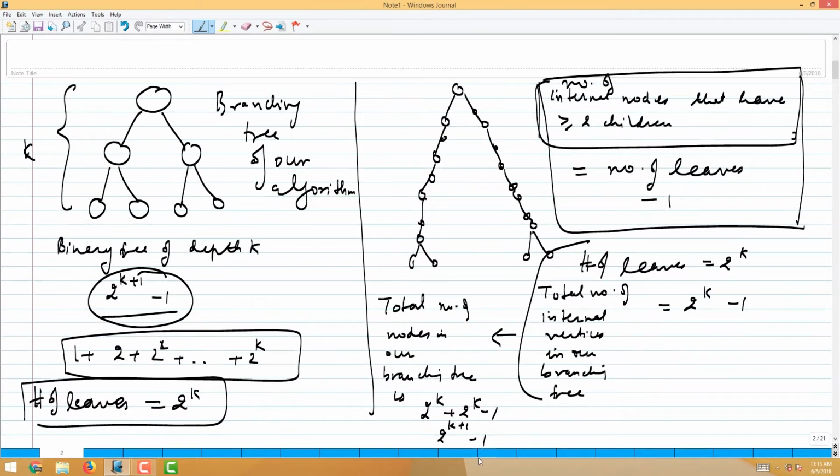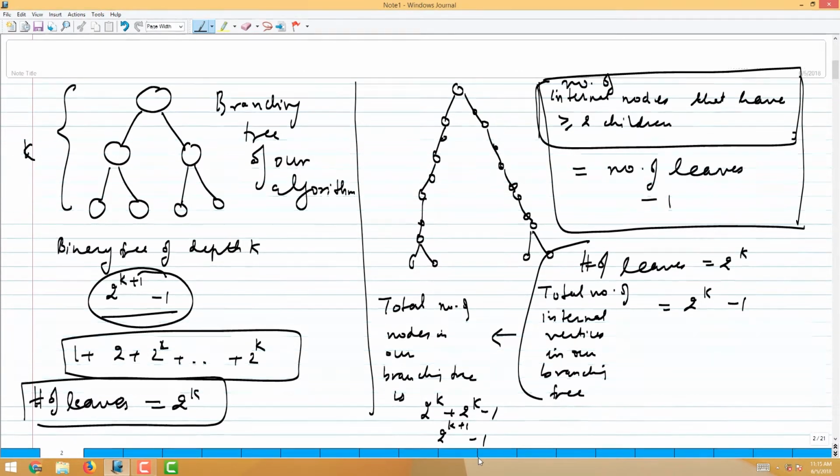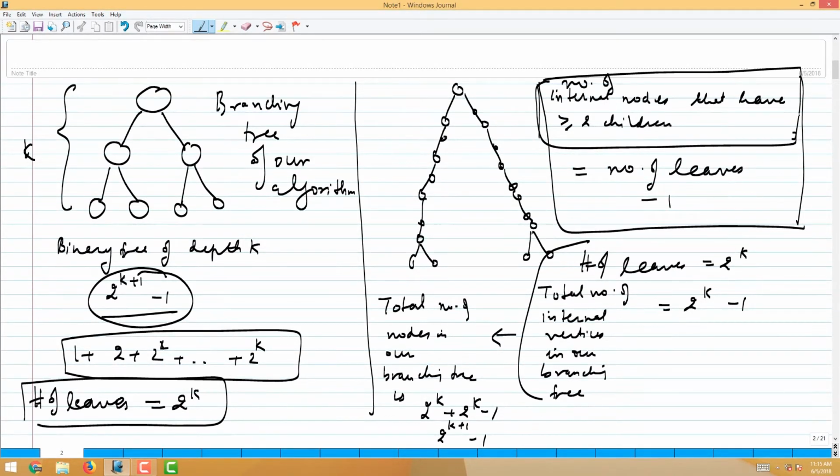Why I wrote this is because the branching algorithm that we saw was a very simple branching algorithm where we got a branching tree that was a full binary tree. In other examples, mostly what we try to do is bound the number of leaves in the branching tree that we get, and then using this relation, we are able to bound the internal nodes of the binary tree and hence the total number of vertices in the binary tree. Okay, and why are we doing all this?